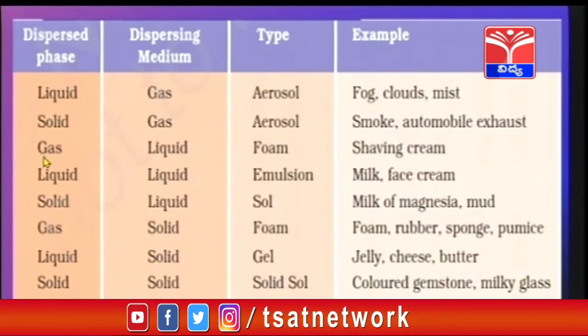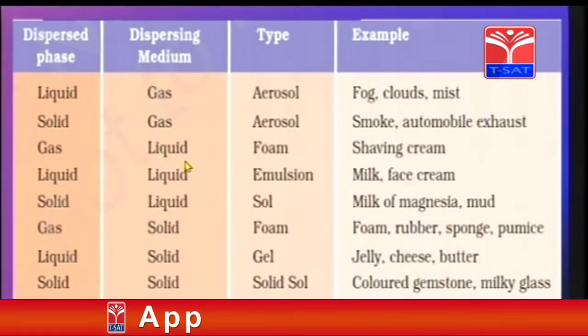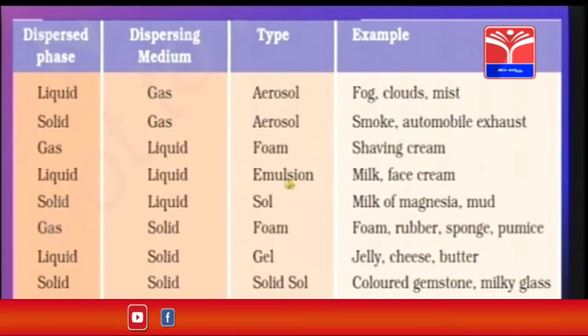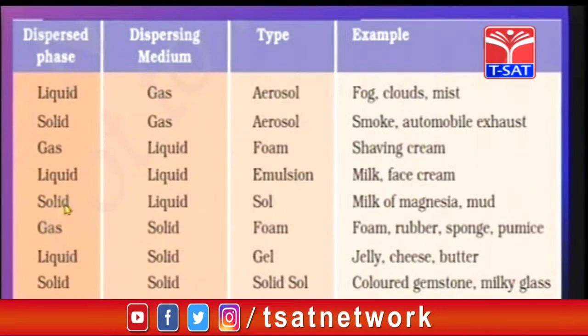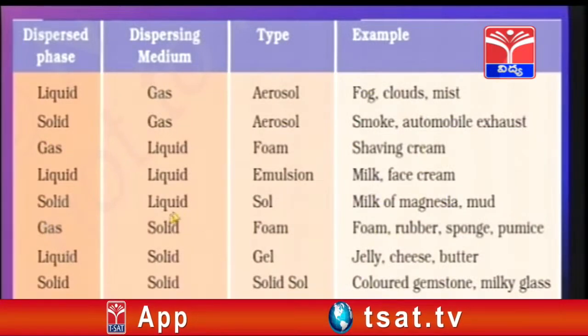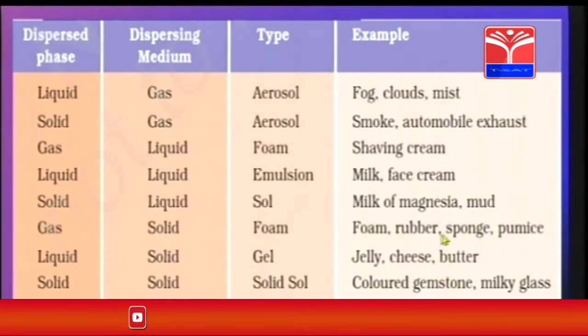If the dispersed phase is gas and the dispersing medium is liquid, then it forms foam. Example: shaving cream. Dispersed phase is liquid and the dispersing medium is also liquid, then it forms emulsion. Example: face cream or cold cream. Dispersed phase if it is solid and the dispersing medium is liquid, then it forms a sol. Example: milk of magnesia. If the dispersed phase is gas and the dispersing medium is solid, then it forms foam. Example: foam, rubber, sponge, pumice, etc.